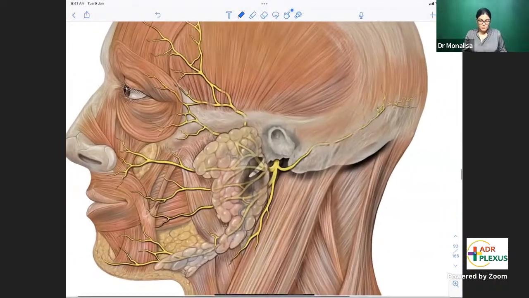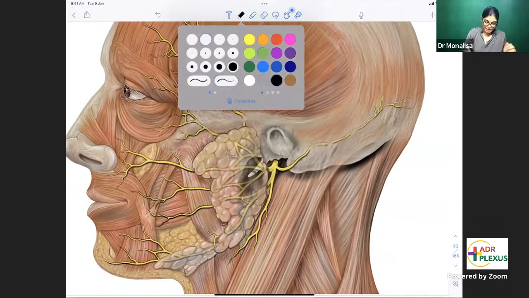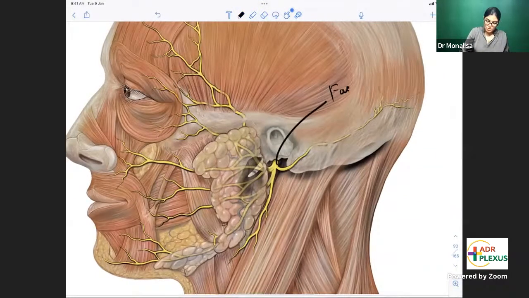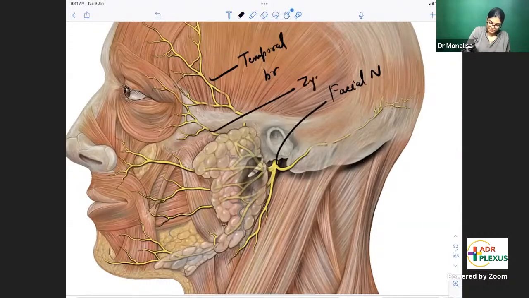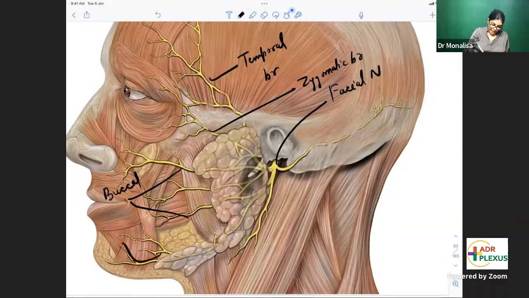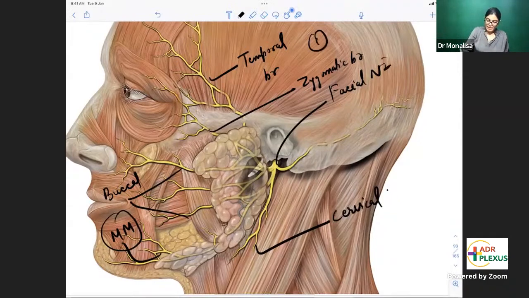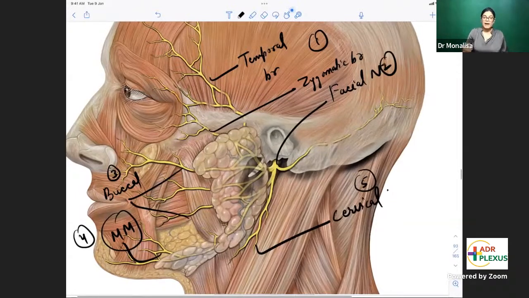This is the image which has been shown to you. Here you can definitely see the trunk emerging, which is the facial nerve. This is the temporal branch of the facial nerve. This is the zygomatic branch. These are the buccal branches, upper and lower buccal. This is the marginal mandibular, and this is the cervical branch. So you can clearly see first, second, third, fourth, and fifth. These are the 5 terminal branches of the facial nerve.